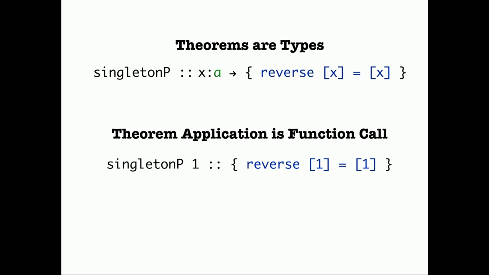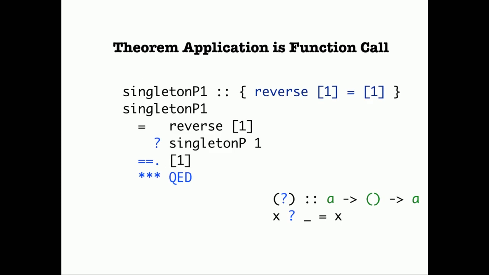And if, for example, I go and apply my singleton P proof to 1, I go to my theorem and I instantiate x with 1. So I have a proof that says if I reverse a list that contains exactly 1, then I get back a list that contains exactly 1. So every time I apply a proof to concrete arguments, basically I am instantiating this theorem. And I can use these instantiations to prove more complicated stuff.